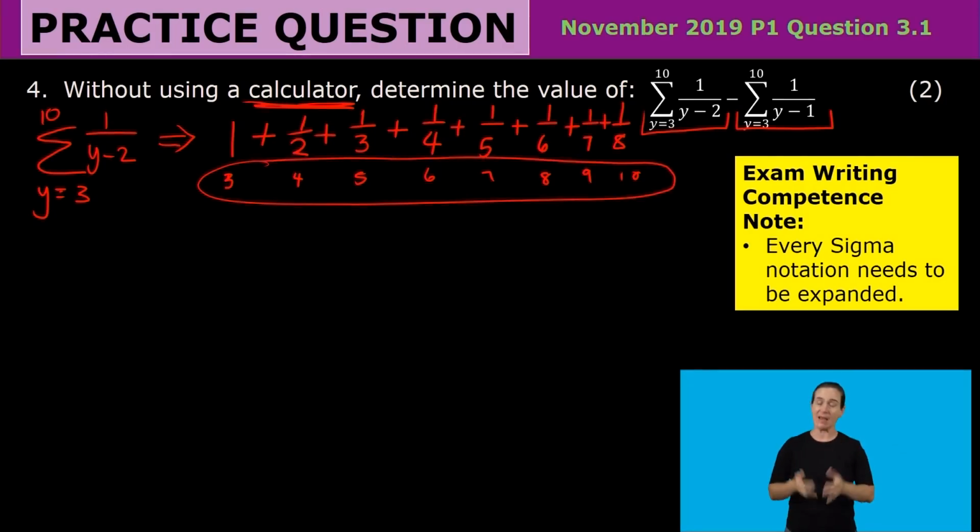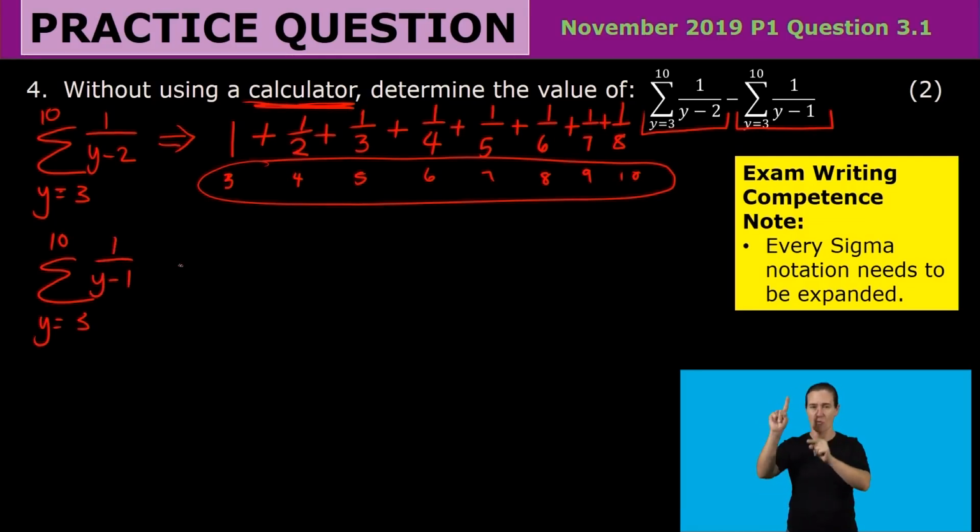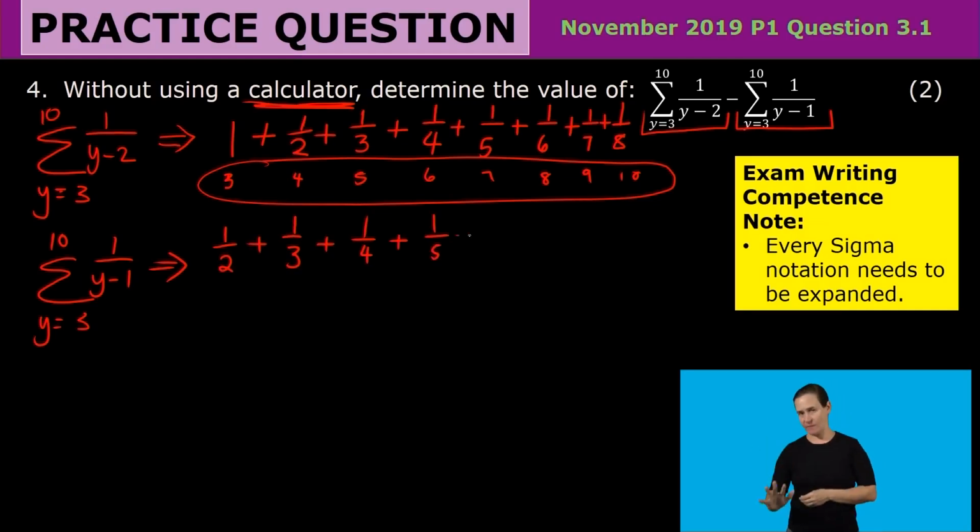Now we're going to do the same thing with the next one. With that sigma, we also start at 3, we stop at 10, but it has a different general term, which is 1 over y minus 1. Now when we substitute these values, we can see that it is going to be 1 over 2 when we substitute the 3, then 1 over 3, 1 over 4, 1 over 5, 1 over 6, 1 over 7, 1 over 8, and lastly 1 over 9.